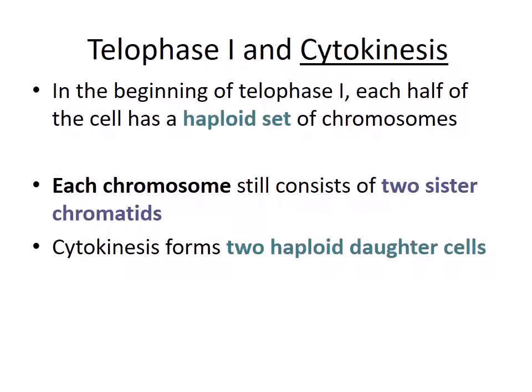In the beginning of telophase 1, each half of the cell has a haploid set of chromosomes. This is a little bit tricky, but we pulled our homologs apart, so we still have the sister chromatids making up each chromosome, but the cell is technically haploid at this point. I really wouldn't ask a question on this because it's easy to confuse, since you've got the sister chromatids still attached.